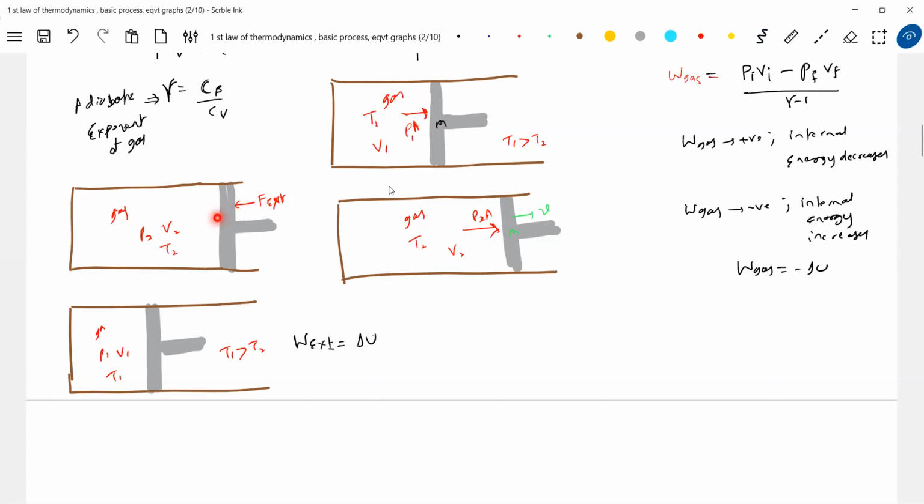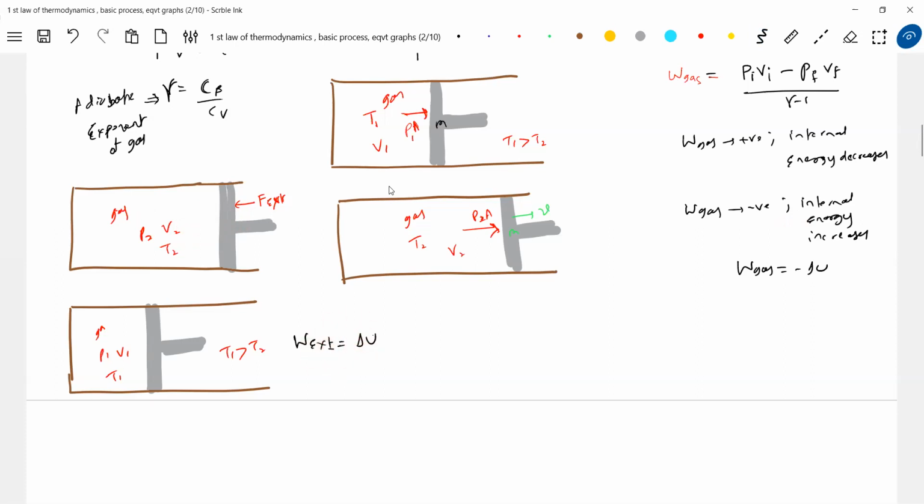So here, work done by the gas will be negative, because as I move the piston towards the left, the pressure force of the gas will be towards the right. So if the work done by the gas is negative, the internal energy increases. That's what it's telling. We do get problems where I'll be using this one.